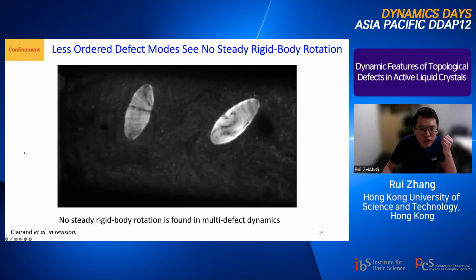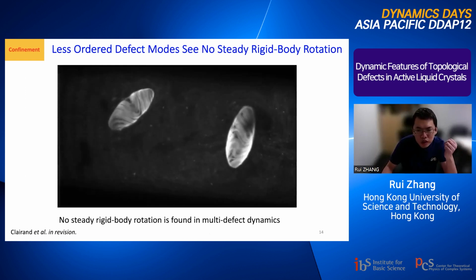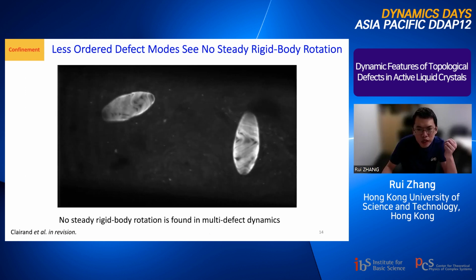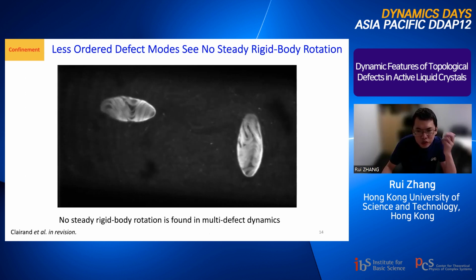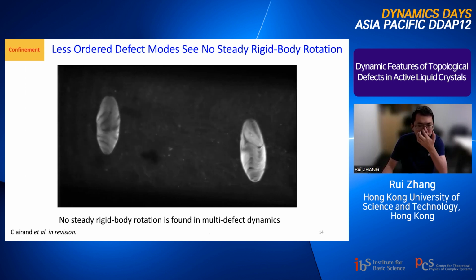And in addition to that, we can also see that sometimes there are multiple defects on the droplet. And if that is the case, there will be no persistent rigid body rotation. So this is again consistent with our prediction.